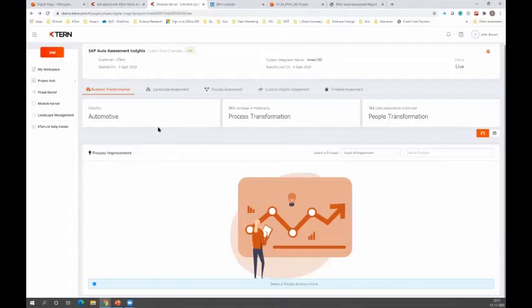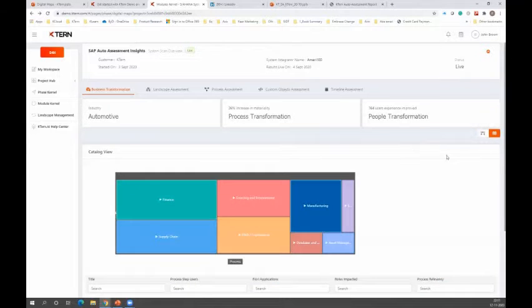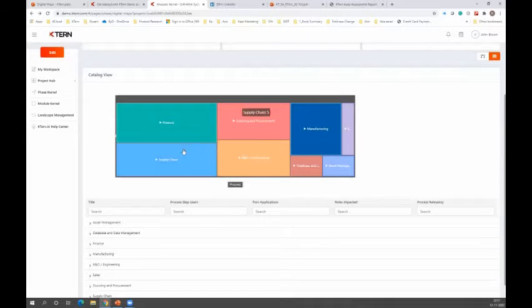If you're in the automotive industry or oil and gas, chemical, petrochemical, then the universe is based on industry specific solutions, the templates that we have, and then it reads the data that you have and gives a percentage increase in how your process gets transformed, and the number of users whose experience will also get transformed. So we provide that information, and if you go here to the catalog view, you will be able to see across the different lines of business.